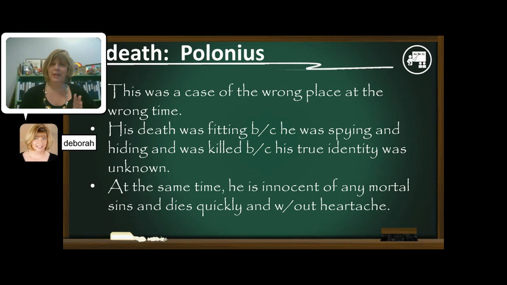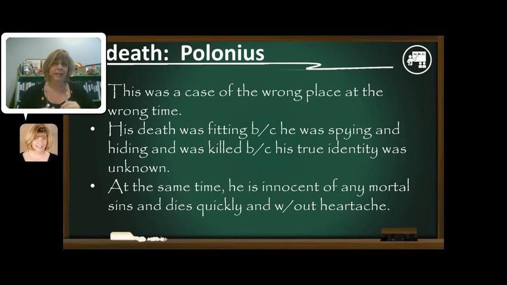Now, the first death that actually occurs within the play is Polonius. And this is really a simple matter of being at the wrong place at the wrong time. Now, we know that this is also kind of a fitting death because we think about everything we know about Polonius. He's always spying and hiding, and he was killed because he was spying and hiding. If he hadn't been doing any of those things, he wouldn't have been behind the curtain. Hamlet would have known who it was, and he wouldn't have thought that it was Claudius instead and stabbed at him. At the same time, he is innocent of any mortal sins, and he dies very quickly and without any heartache. We presume, at least, that it's a fairly quick death.